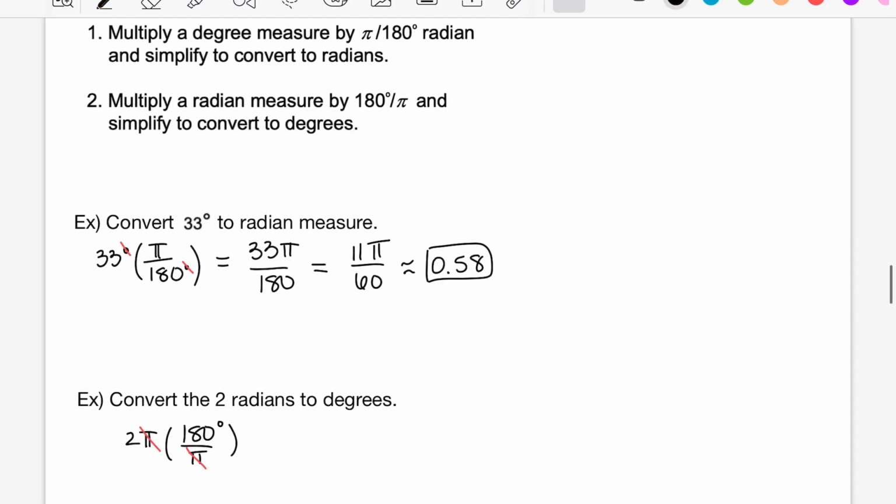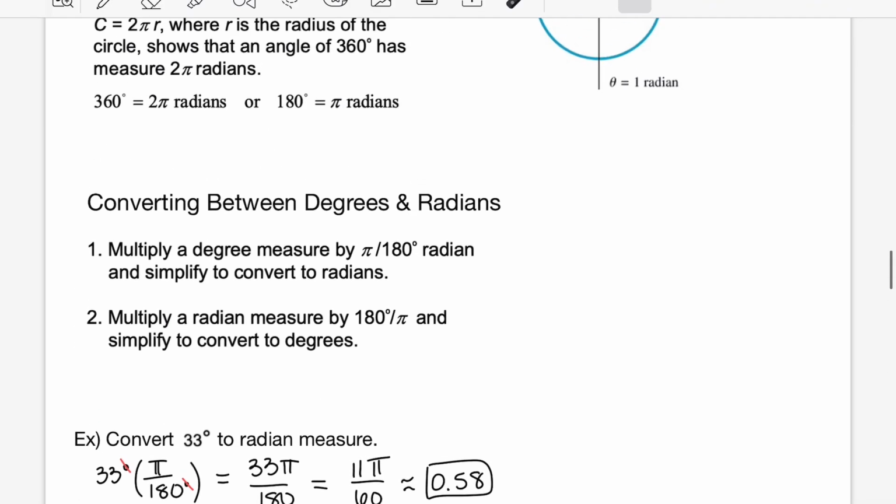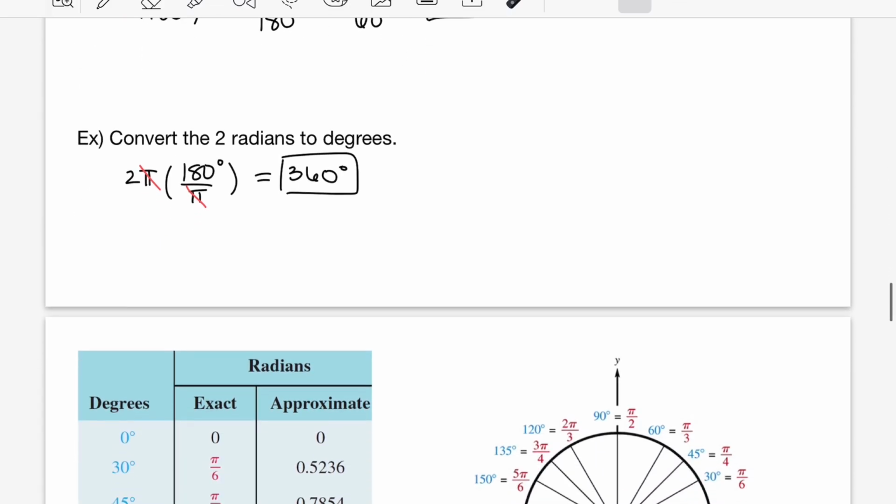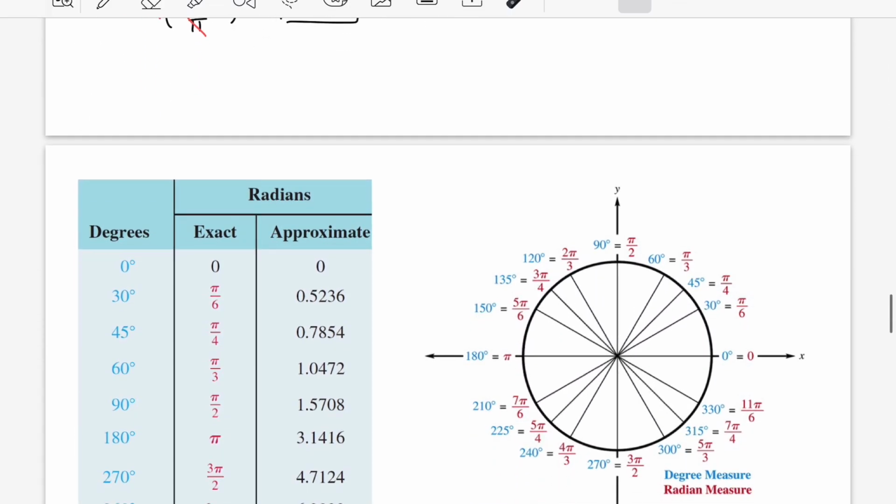We're left with degrees here because we'll have 2 times 180 degrees. And so 2 times 180 is going to be 360. And so that's also how we can show that 2 pi is equal to 360 degrees here. Alright, so this table below here gives our degrees and their exact radian and then approximate measurement here.